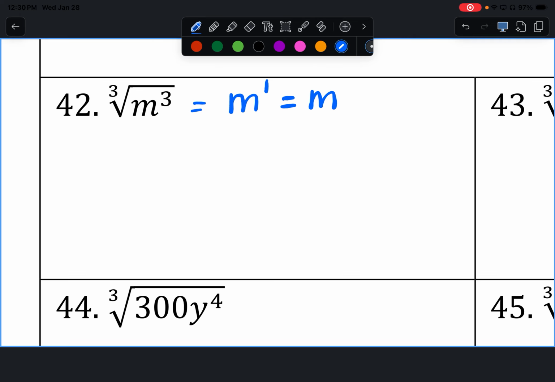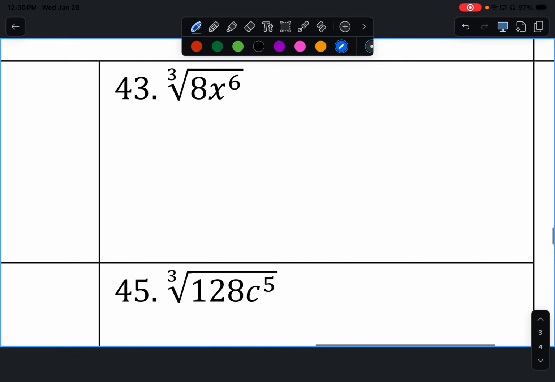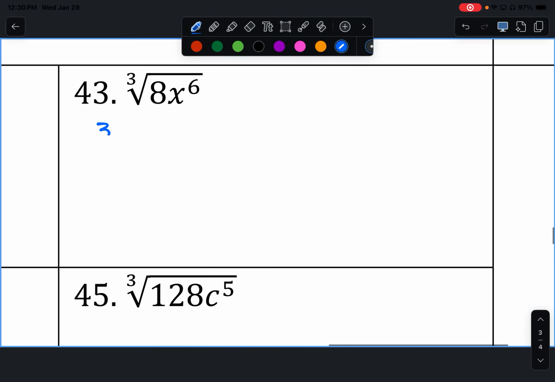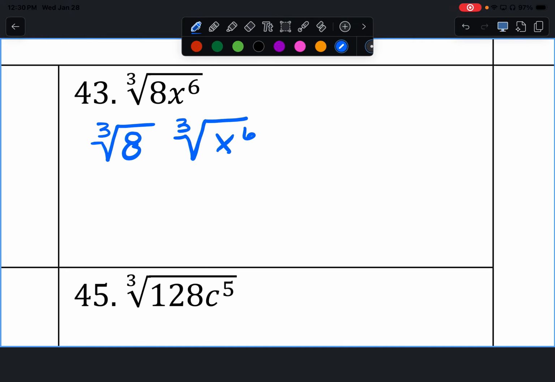All right, for 43, okay, we have the cube root of 8, and we have the cube root of x to the 6th. What is the cube root of 8? 2. What is the cube root of x to the 6th? So is 6 divisible by 3? Yes. How many times can 3 go into 6? So we get x to the 2nd. Is there any left over? Nope.